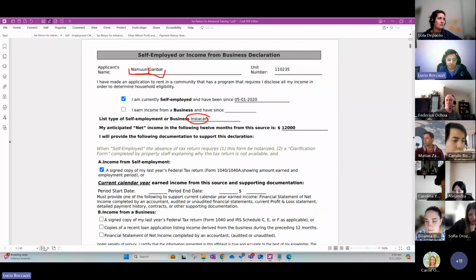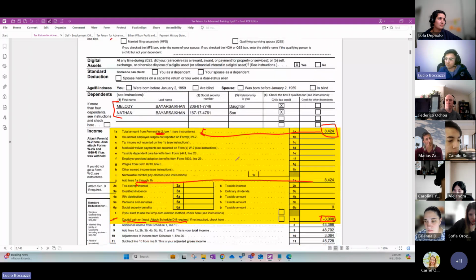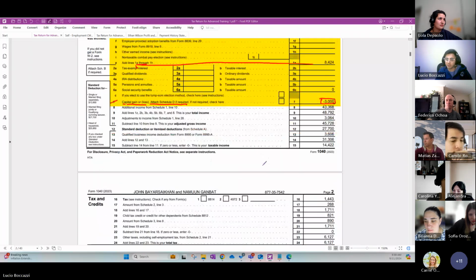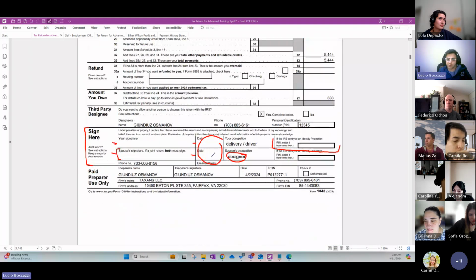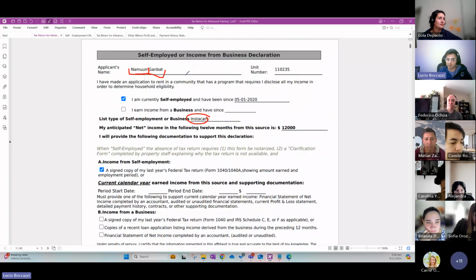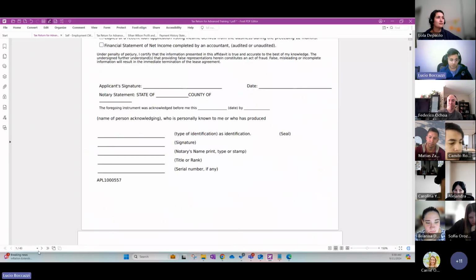So this could mean that we actually have several Schedule Cs in this. So for now, we're going to leave it on pause, but we'll keep in mind that this is a different occupation from what we see in the self-employment declaration. Does that make sense? Okay, awesome.